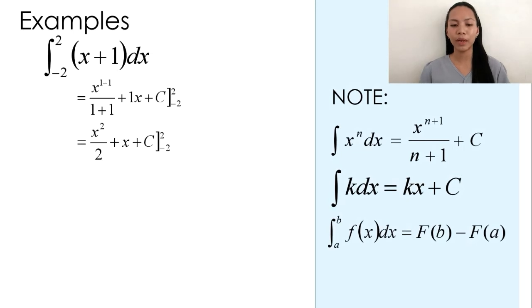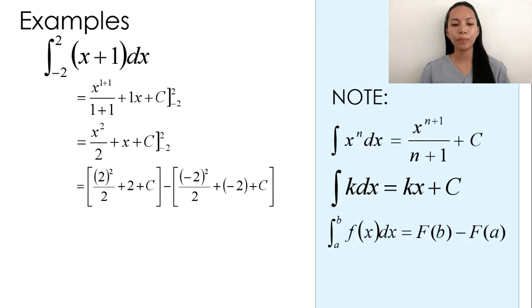So, ang magiging kalabasan niya is 2 squared all over 2 plus 2 plus c minus bracket negative 2 squared all over 2 plus open parenthesis negative 2 close parenthesis plus c. So, ito is isi-simplify pa natin siya. So, magiging 2 plus 2 plus c minus open parenthesis 4 all over 2 minus 2 plus c close parenthesis.